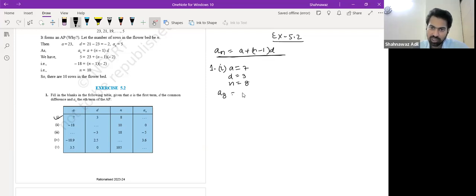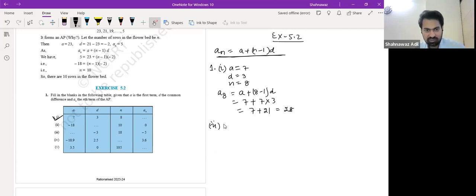This would be a plus 8 minus 1 into d. And a, we know, is 7. 7 plus 7 into d, we know d is 3. So this is 7 plus 21, and this is 28. Right, guys. So this was the first question. And what is given in the next question?